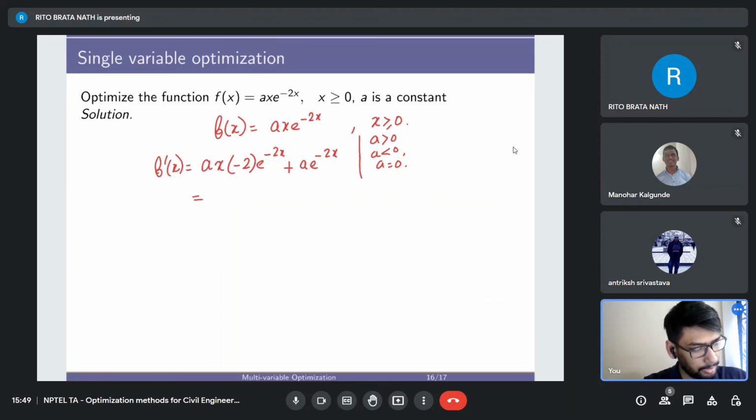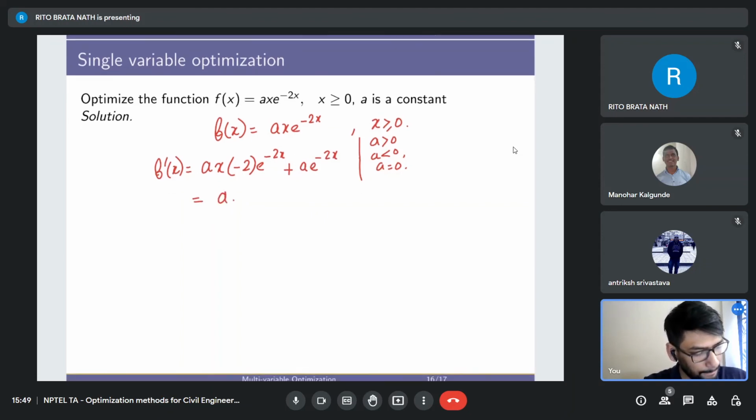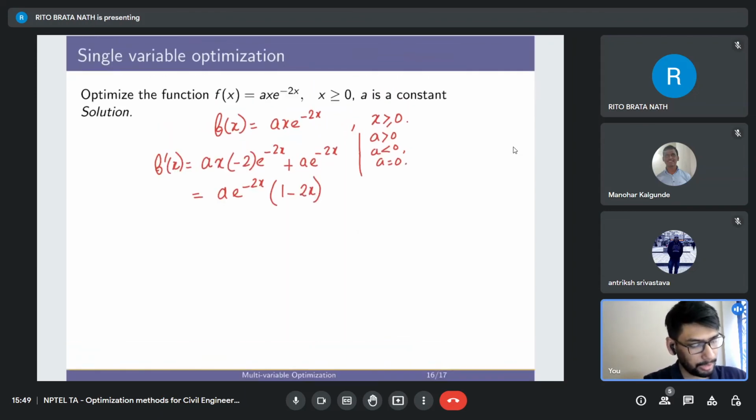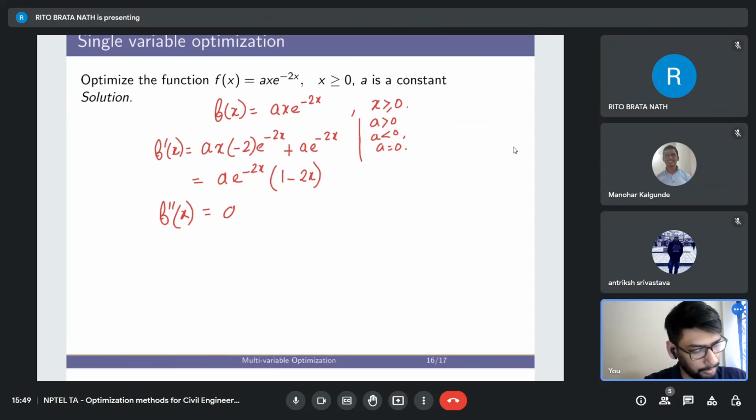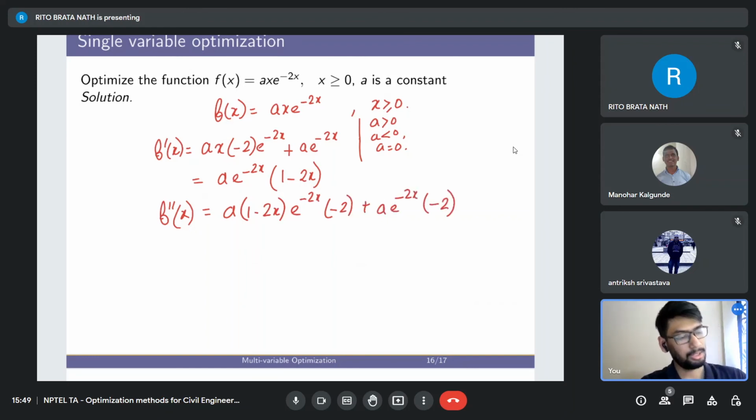If you take this as common, whatever you're left with is 1 minus 2x. And then you can again take the second derivative of this function. So what you can have is 1, then 2x minus 2, and then this is minus 2.